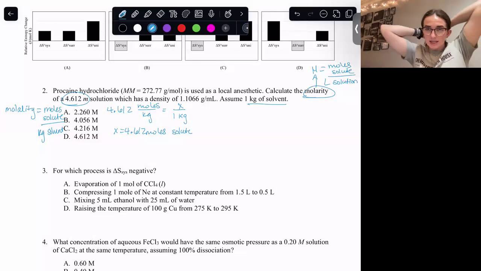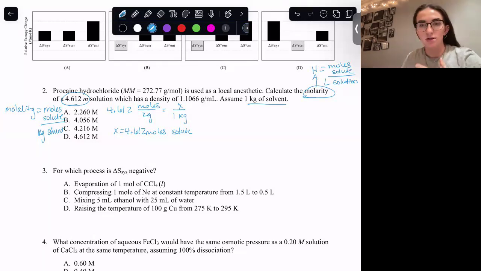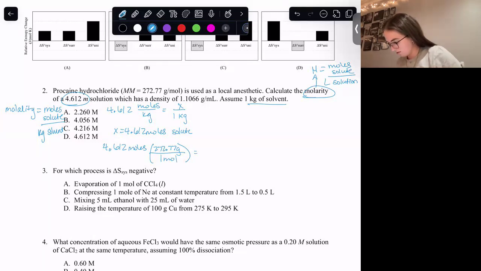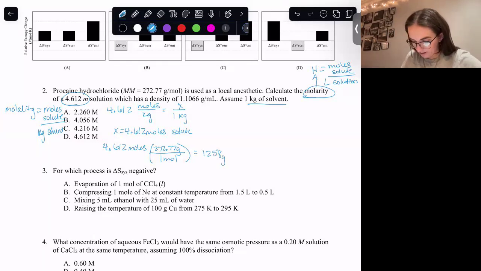And we can do that by taking the moles of the solute and using our molar mass to get to grams. So we'll take 4.612 moles, use our molar mass, and say that 272.77 grams is equal to 1 mole. And so we get 1,258 grams, which is 1.258 kilograms. Either one that you use is fine.